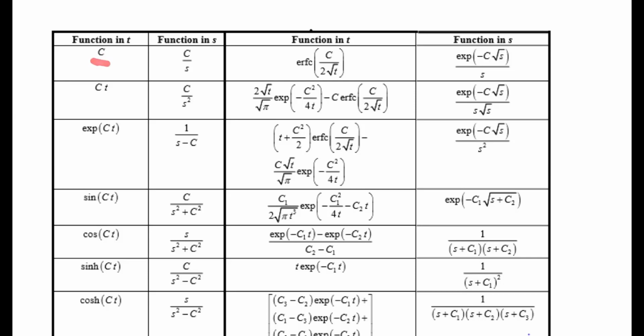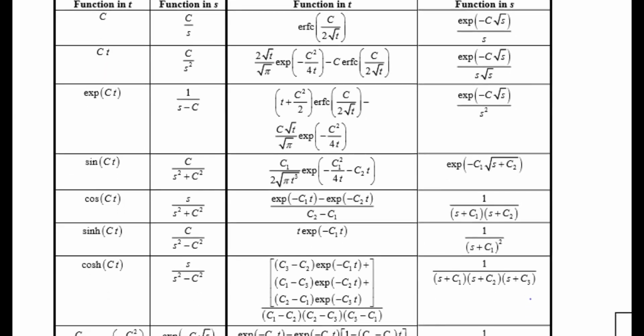So here we just did C and we decided it was C over S, right? Okay, good, we did that right. Let's say our function of time is some constant times time, right? Well, then this becomes C over S squared. Let's say it's, right, so on, sine becomes this. So you can just match the pattern and go through and pick out what makes sense.